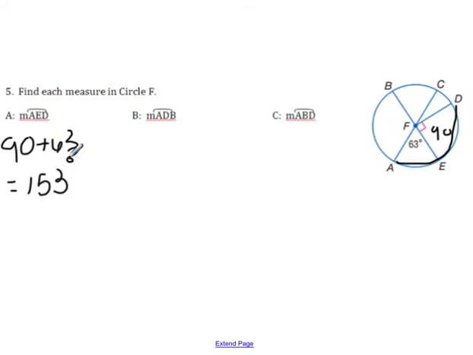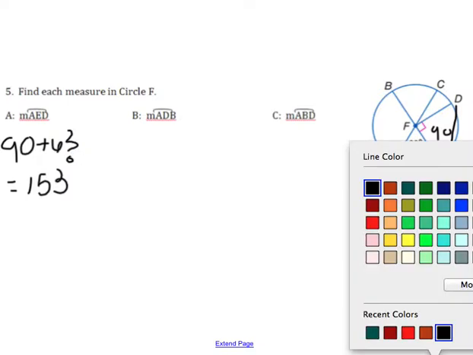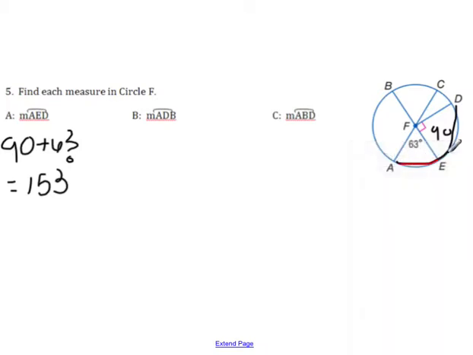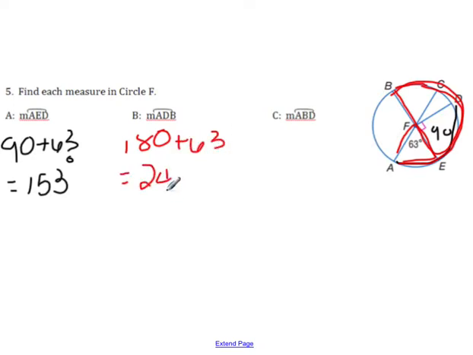So there I have a minor arc. Next, let's take a look at the measure of ADB. So now we're going all the way around this way. First thing I notice is that this right here is a semicircle. So that's 180. I see that it's half the circle, so that's 180. Then I just need to add the 63 portion to get that arc length. And when you add those together, you get 243 degrees.